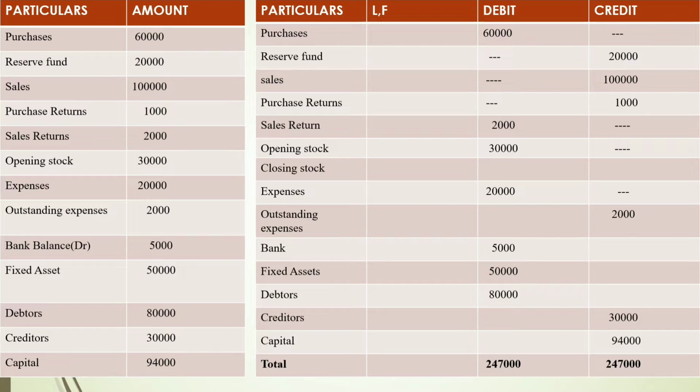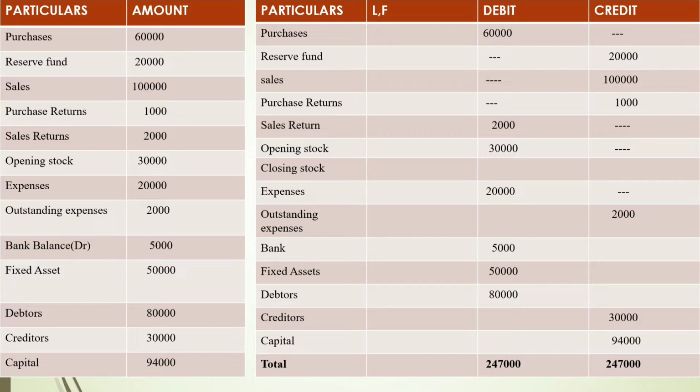So, the first information in our problem is purchases, 60,000 rupees. Is purchases a debit or credit balance? Usually it will be a debit balance. So, we have to enter it in the debit column. And the next information is reserve fund.